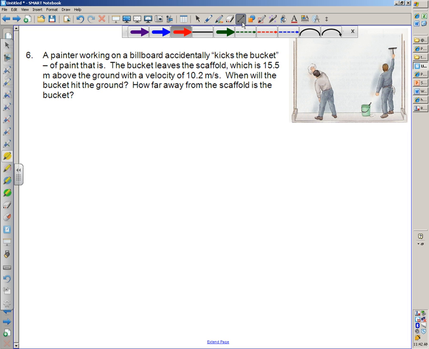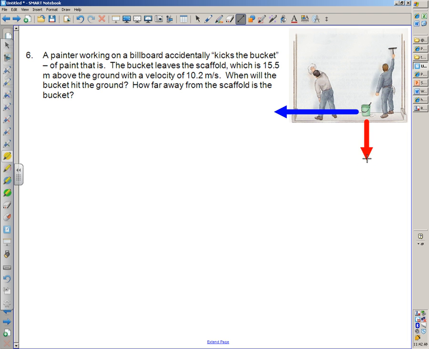If we analyze this problem, this guy kicks the bucket, okay? Let's say he kicks it behind this guy so it doesn't run into his legs. So he kicks it off of the scaffold this way. But as soon as it leaves the scaffold, what starts happening to it? Gravity starts acting on it, right? Gravity's pulling it in the vertical dimension, right? That's not straight.